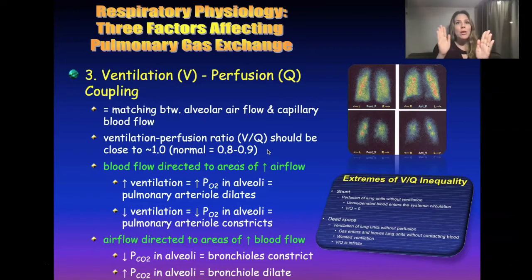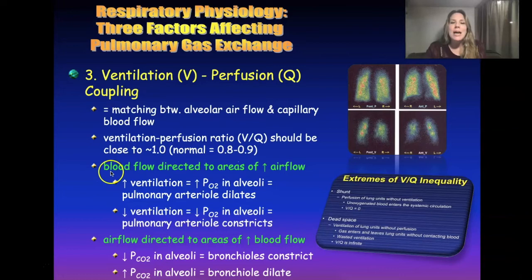So we want the airflow and the blood flow to match each other. So two rules of thumb here. One, blood flow is directed to areas with the greatest airflow. And in contrast, airflow is directed to the areas of the greatest blood flow. So if you remember that, and remember that that needs to be the case so that we can get the gases across the respiratory membrane, this ventilation perfusion phenomenon is not so hard to understand.